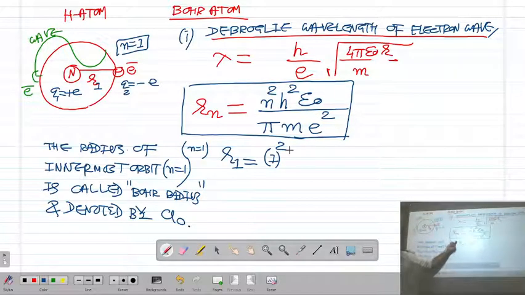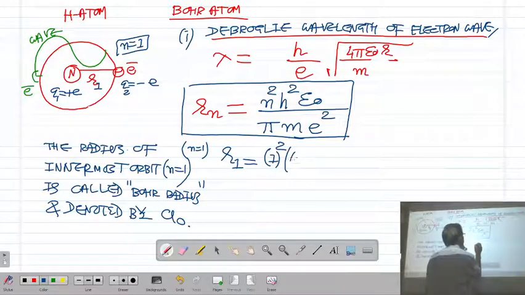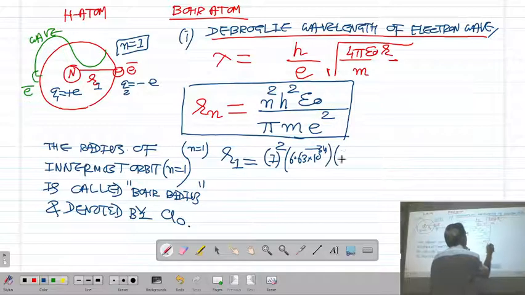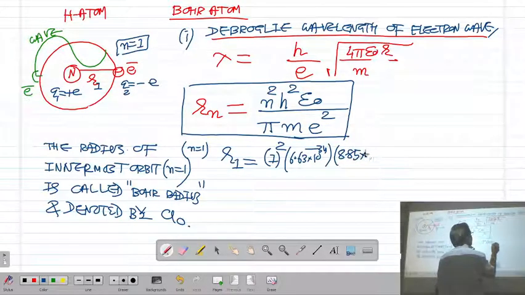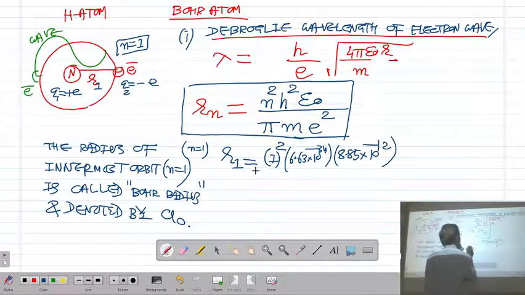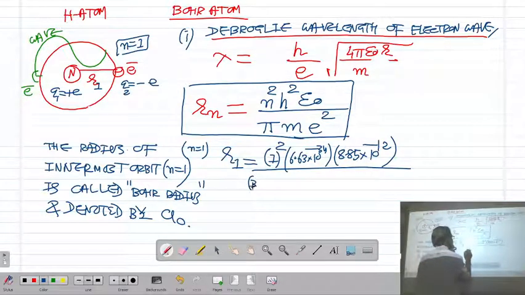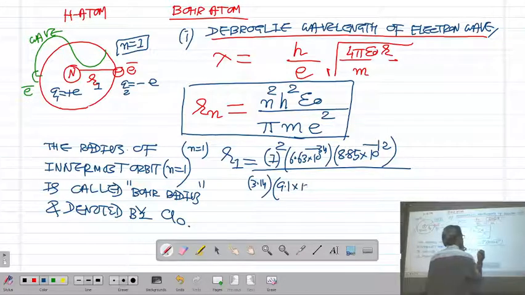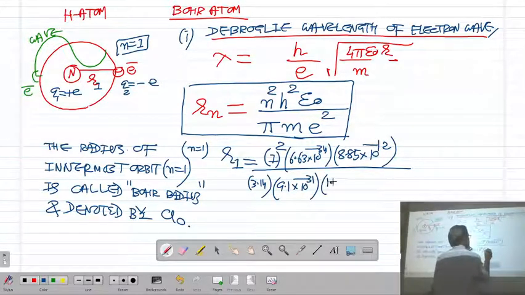So let us calculate the radius of the innermost orbit or ground state orbit of the electron around the hydrogen nucleus. You put n is equal to 1 here, so 1 square. Planck constant you know very well, 6.63 times 10 to the minus 34 joule second. Epsilon 0 is 8.85 times 10 to the minus 12. Pi you know is 3.14. Mass of the electron is 9.1 times 10 to the minus 31. Charge of the electron is 1.6 times 10 to the minus 19.